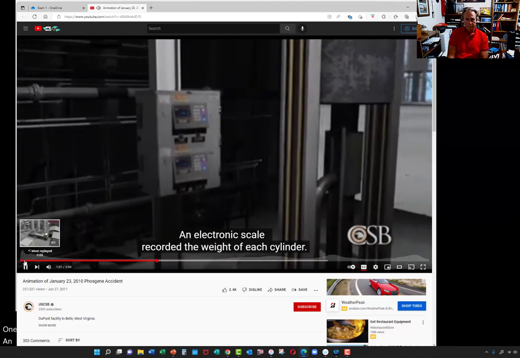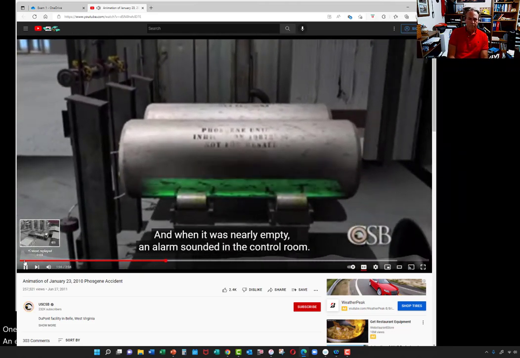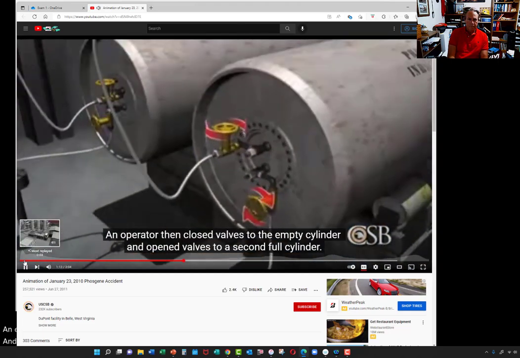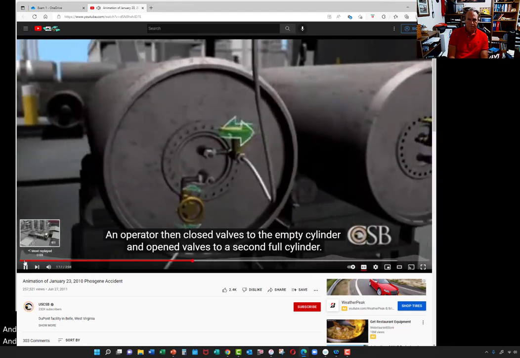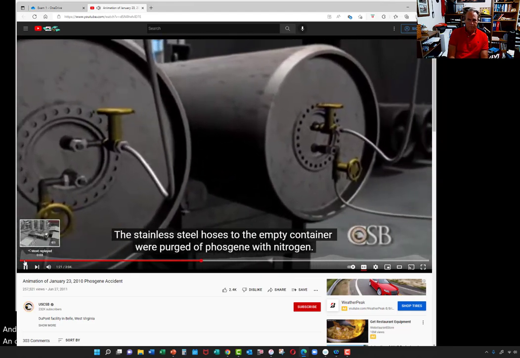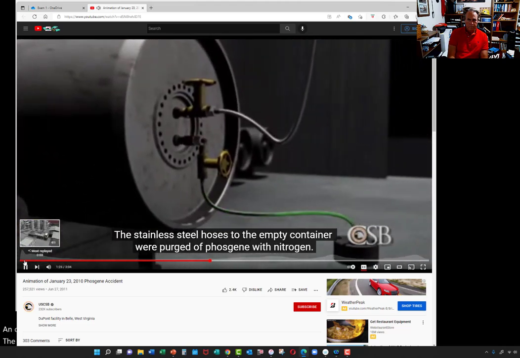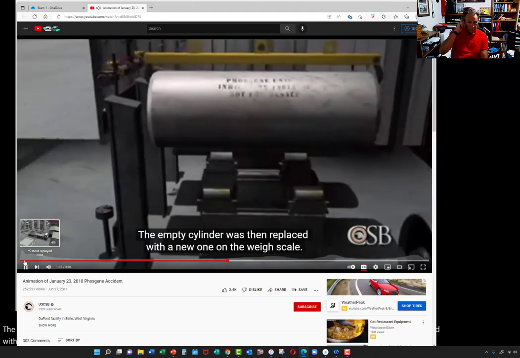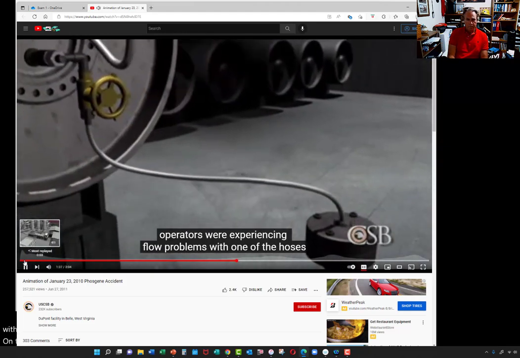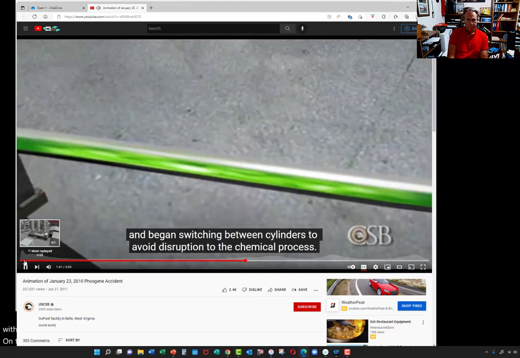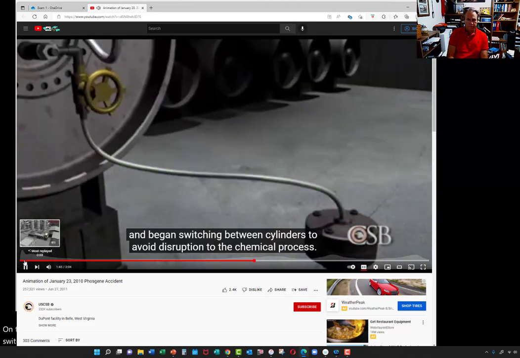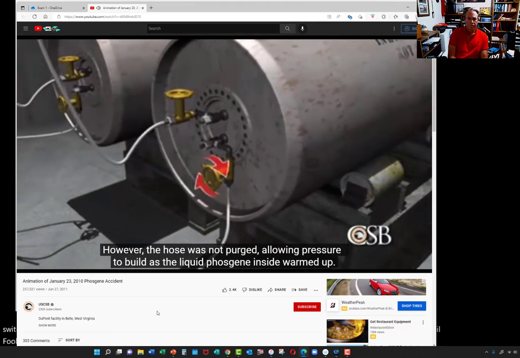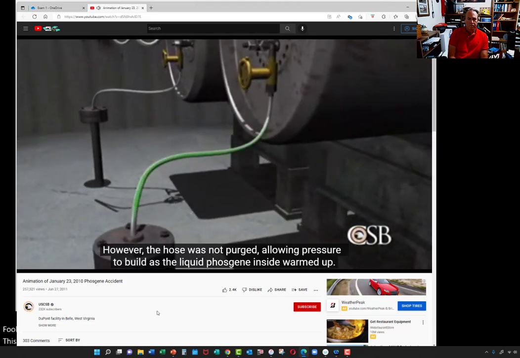An electronic scale recorded the weight of each cylinder. And when it was nearly empty, an alarm sounded in the control room. An operator then closed valves to the empty cylinder and opened valves to a second full cylinder. The stainless steel hoses to the empty container were purged of phosgene with nitrogen. The empty cylinder was then replaced with a new one on the weigh scale. On the day prior to the fatal phosgene release, operators were experiencing flow problems with one of the hoses and began switching between cylinders to avoid disruption to the chemical process. In the course of switching cylinders, the valve was closed on a partially full cylinder. However, the hose was not purged, allowing pressure to build as the liquid phosgene inside warmed up.